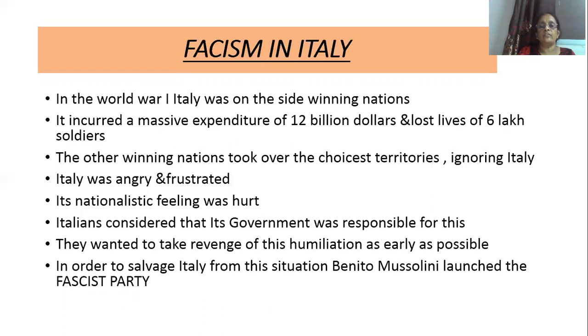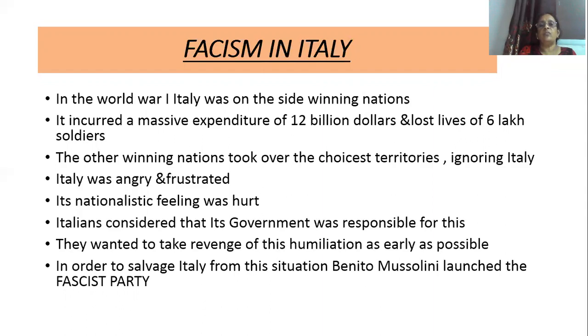So in order to rescue Italy from that situation, a young person came. His name was Benito Mussolini, and he had established the Fascist Party. So how did the Fascist Party come into power?